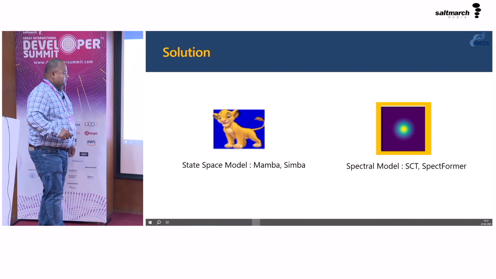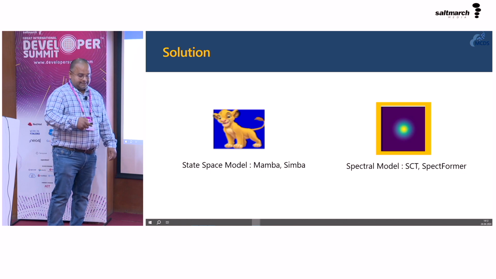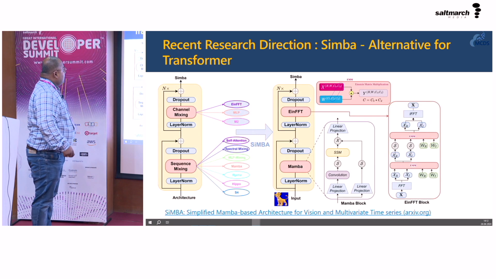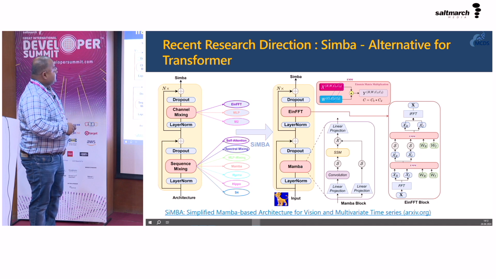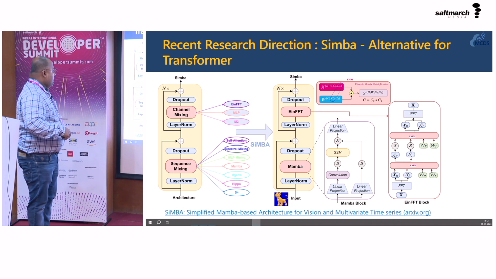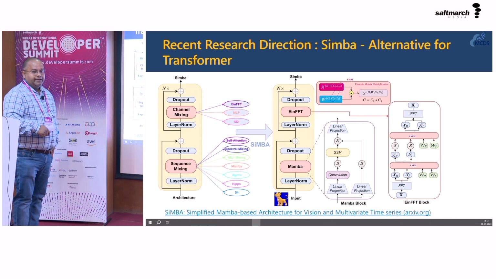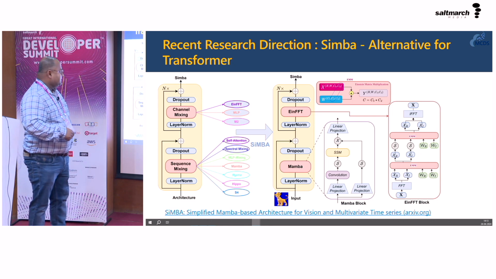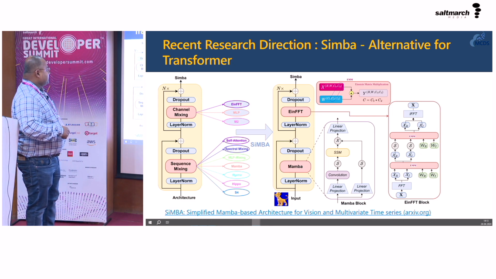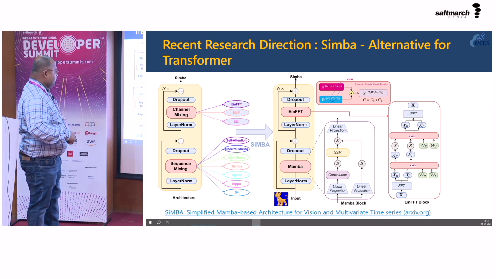So, today we discuss, just to give a glimpse about Simba and discuss the SCT transform. This is a recent research direction: Simba is an alternative to the transformer for sequence modeling tasks. Starting from self-attention, spectral mixing, Hamilton mixing, and all kinds of networks are there in the state space model. And this is basically for the channel mixing.